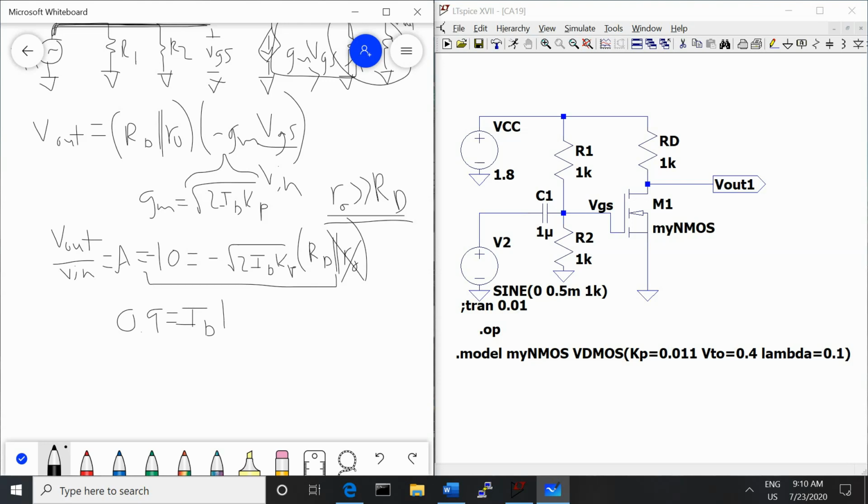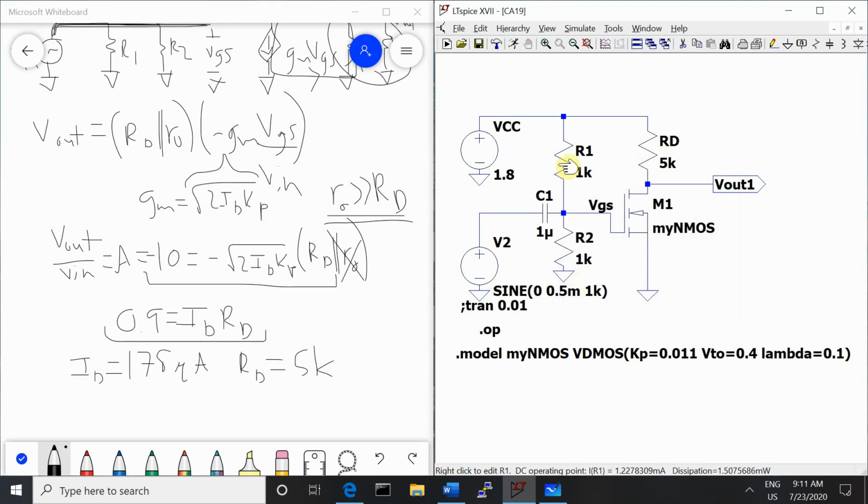So we want 0.9 volts to drop across RD so that we have 0.9 volts at Vout, and the rest of that voltage will drop across the MOSFET. So now we have two equations and two unknowns. We can solve for ID and RD. So ID is going to be 178 microamps, and RD equals 5K. So we can plug in 5K for RD.